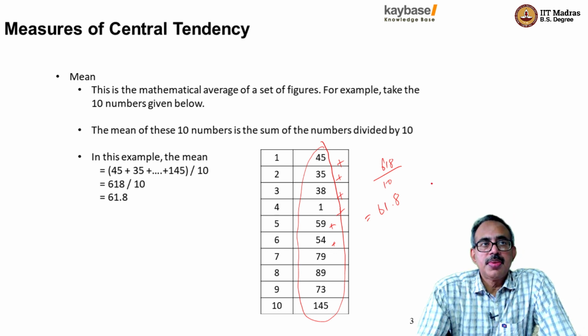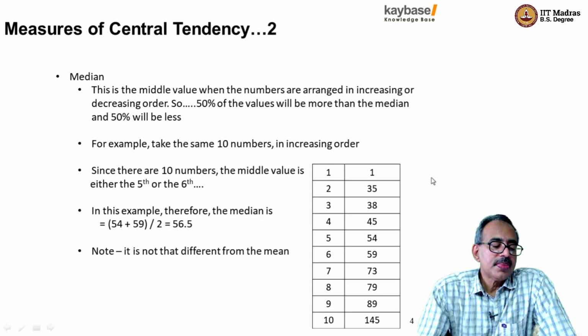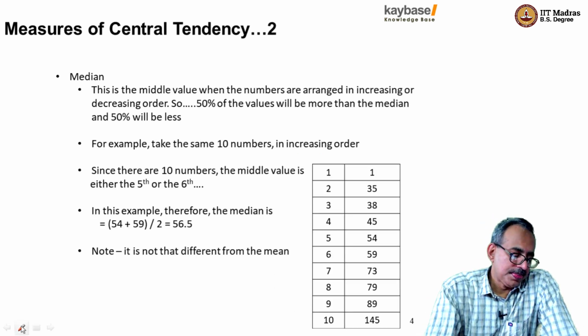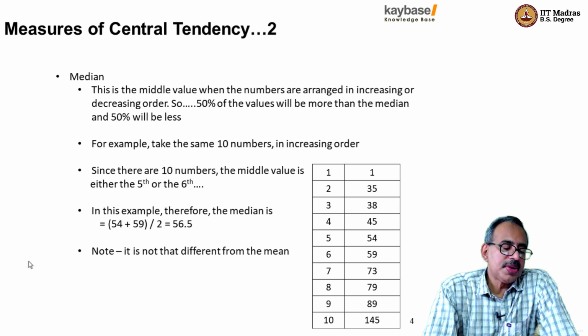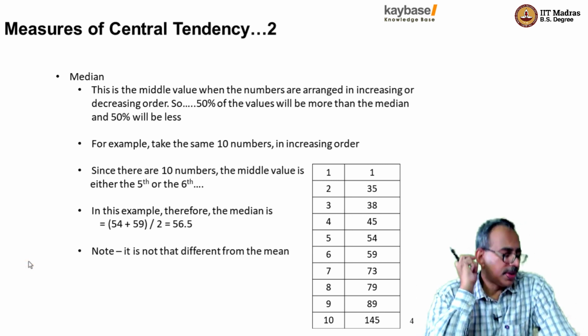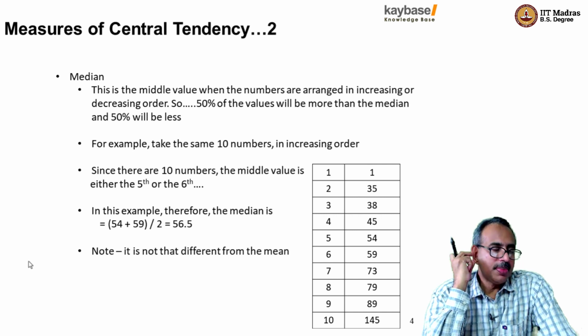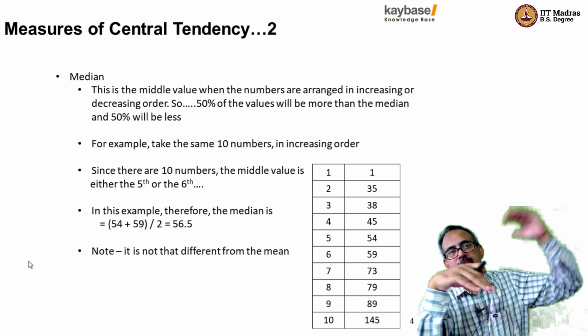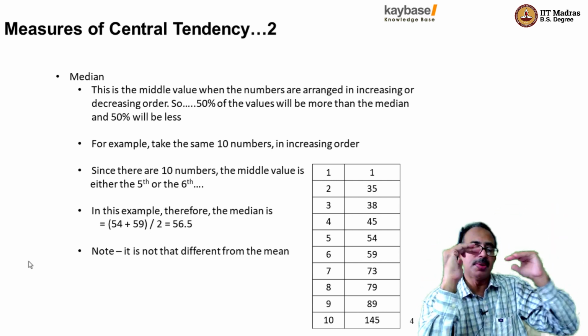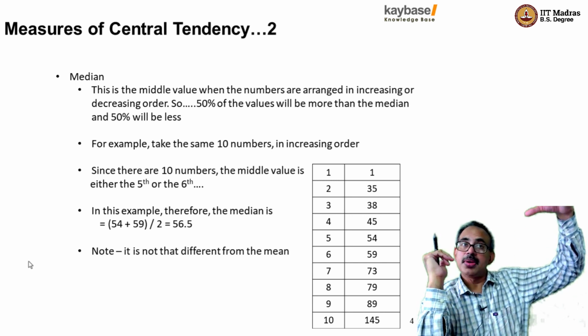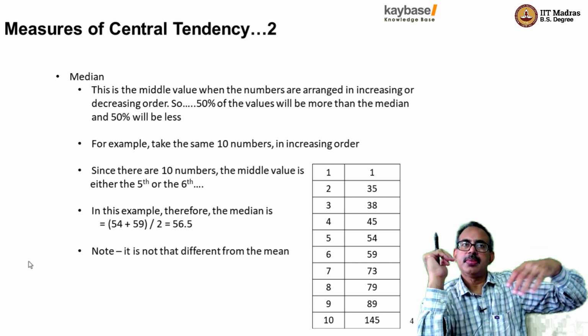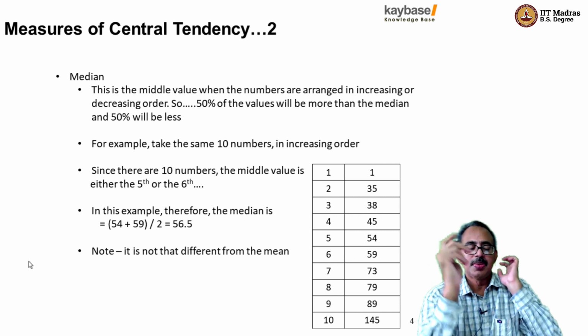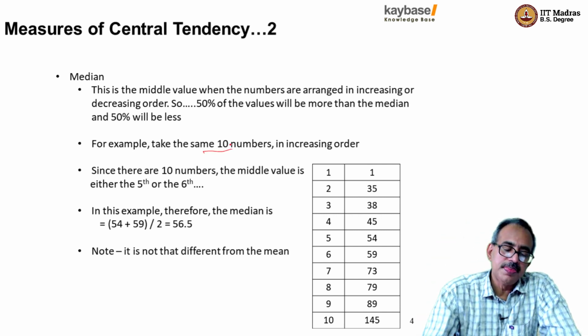Any issues here? Do we want to work out an example? Or no, this is clear? So let's go forward. The median is the next one. The median is the middle value, right? So when we say something is a median, we can confidently say that 50% of the values are above and 50% are below because the median is the middle value. So you first have to arrange all the numbers in decreasing order or increasing order and then take the middle value. Now, let's take the same 10 numbers that we saw earlier.